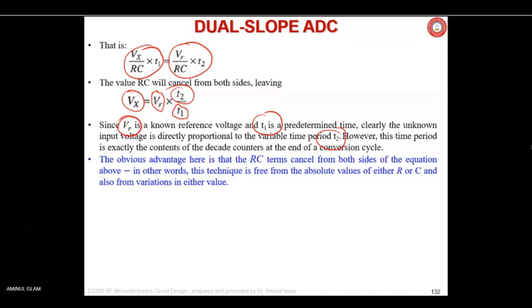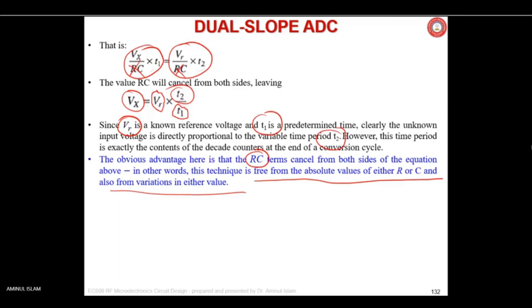So the obvious advantage here is the RC term, which cancels with each other. Here, on both sides it is getting cancelled. In other words, this technique is free from the absolute value of R and C and also from the variation in their values. If temperature varies the R and C values, then no problem. That term is not there for Vx.